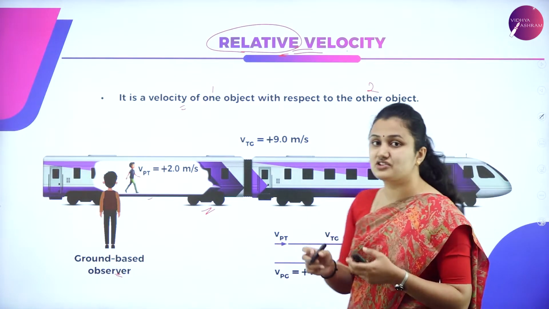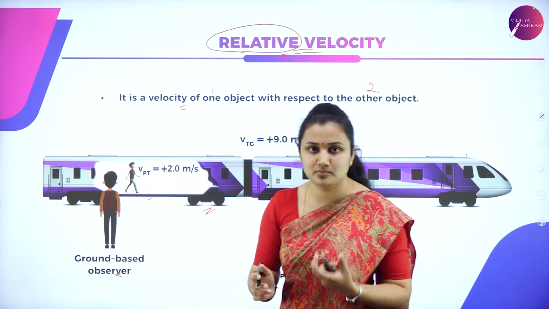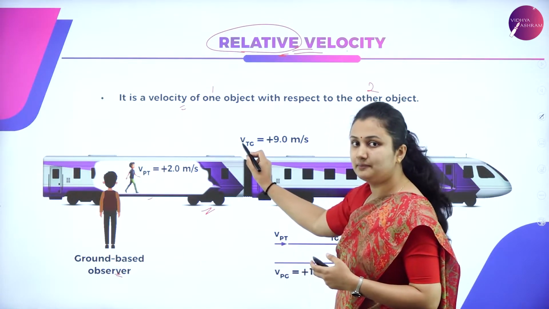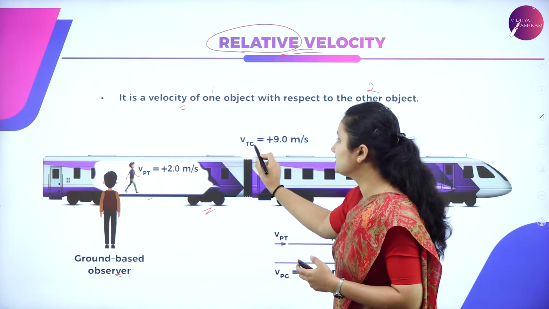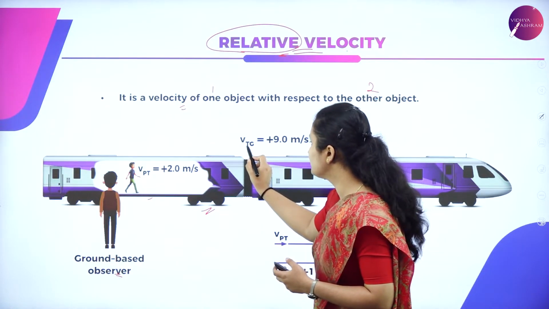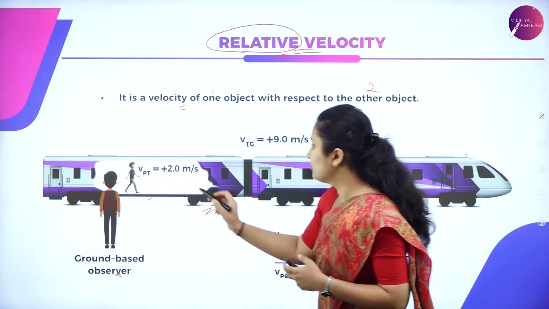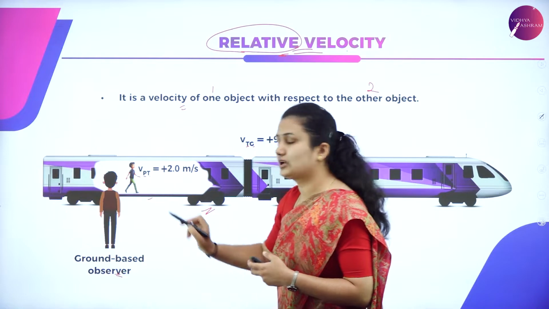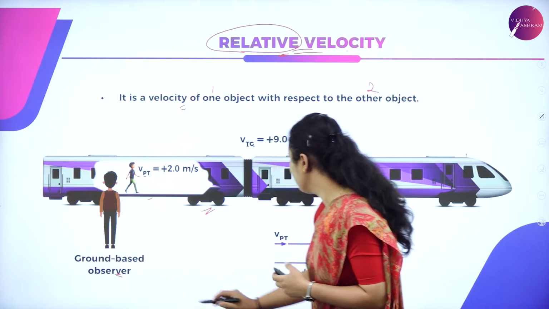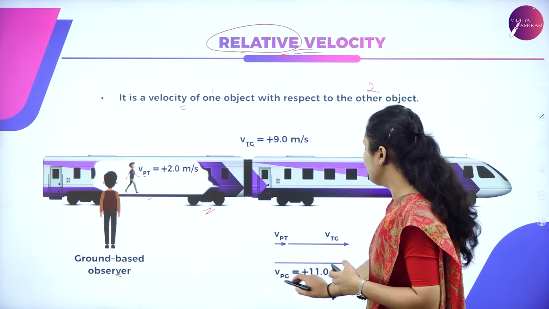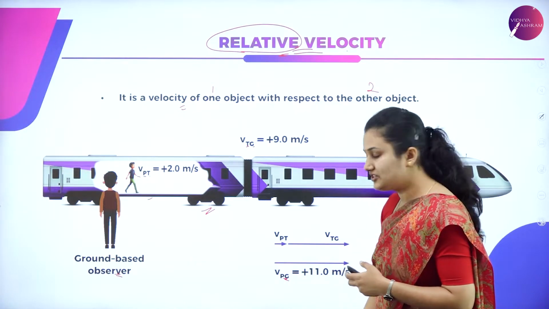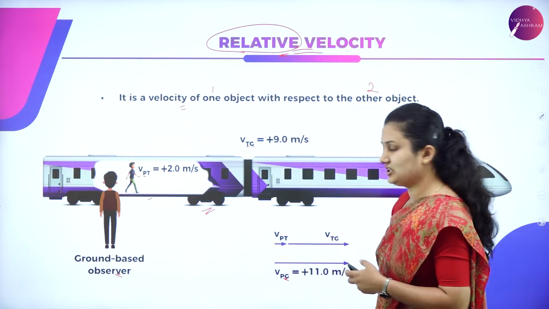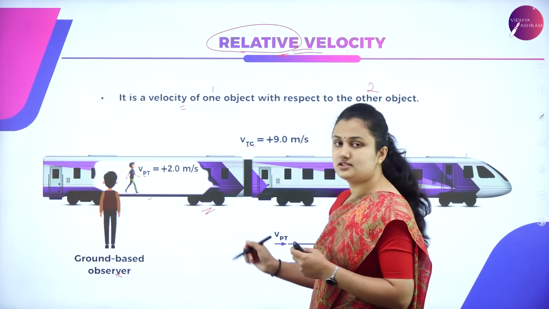In the previous sessions I have explained what frame of reference means, so please go through that. So you have the train. This is the velocity of train with respect to ground, VTG. VPT means velocity of passenger with respect to train, and you have the ground here. VPG means velocity of passenger with respect to ground. So how will you explain this now?